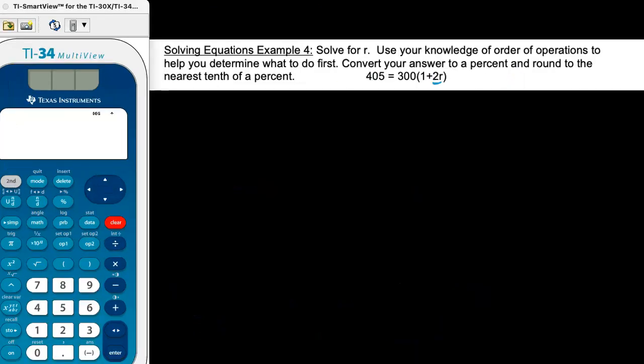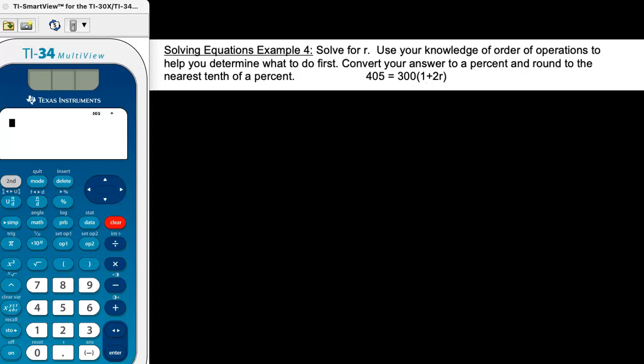Okay, so let's look at example 4. In this equation, we actually have a couple of different options, and I want to go through the different options so we can see that sometimes there are multiple different ways to go about solving. In this equation, r is being multiplied by 2, there's some addition, we've got a multiplication by 300 on the outside. There's a lot going on. So what do we do first?